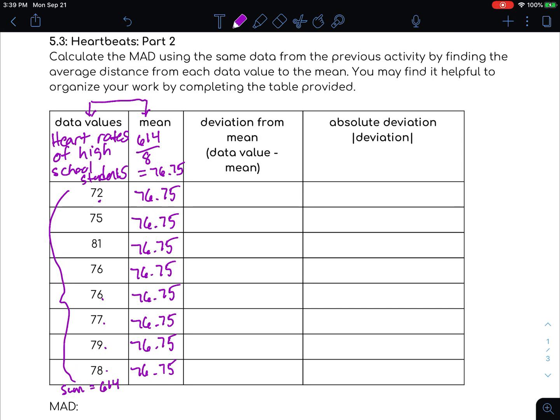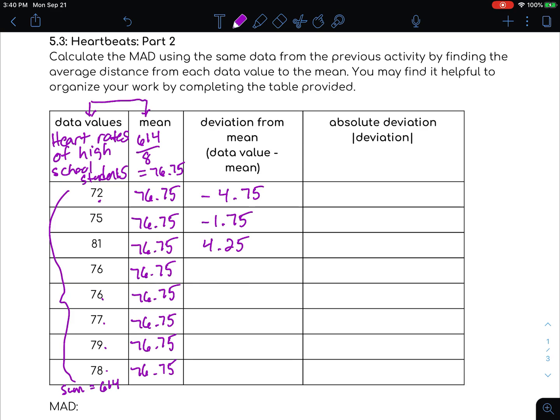So if you look at 72 and 76.75, like how far away are those from each other? If I subtract them, and if I go from left to right, I'm going to get a negative number. 72 minus 76.75 is going to be negative 4.75 because that first student was below the average. The second one, 75 minus 76.75, is negative 1.75. Again, that student was below the average, but not by as much. The third student, 81 minus 76.75, is positive 4.25.